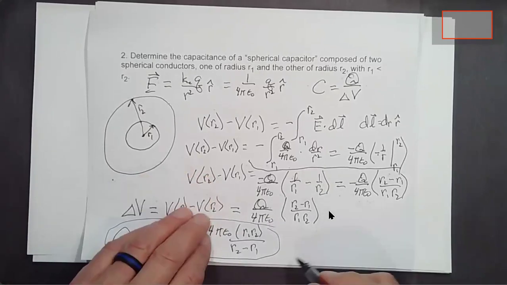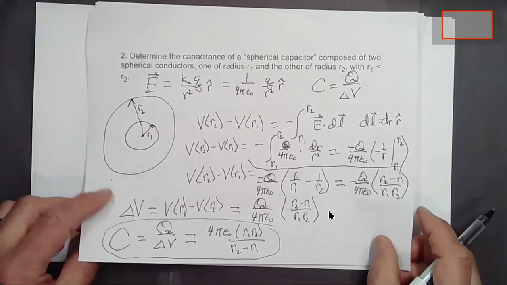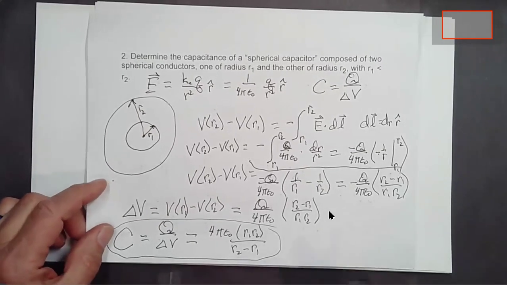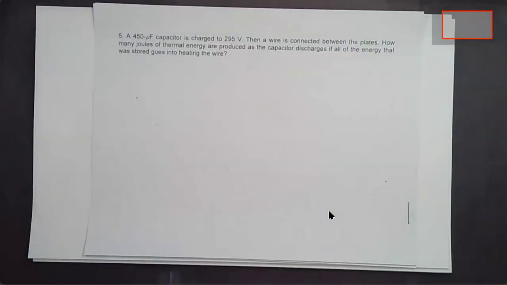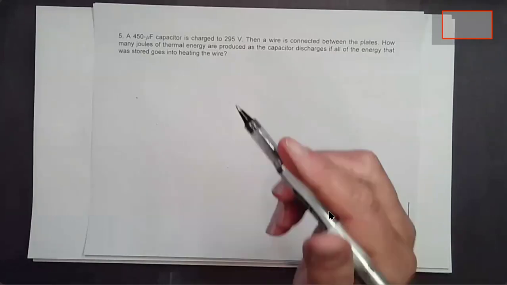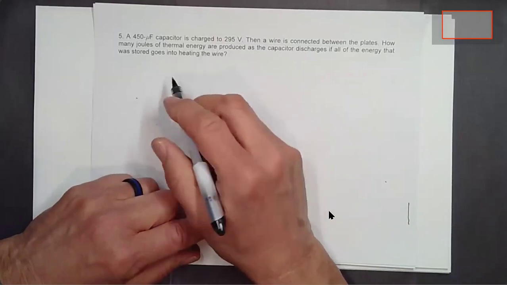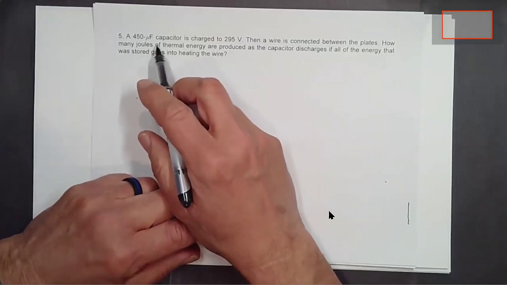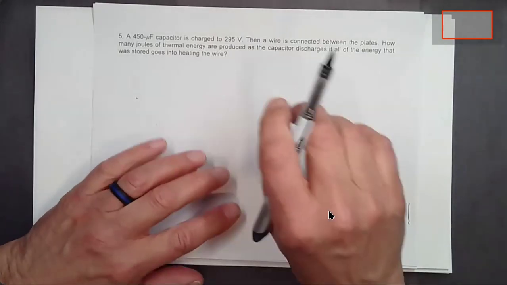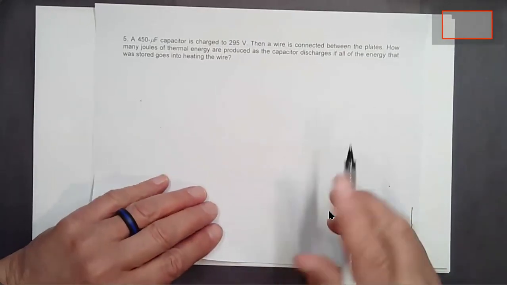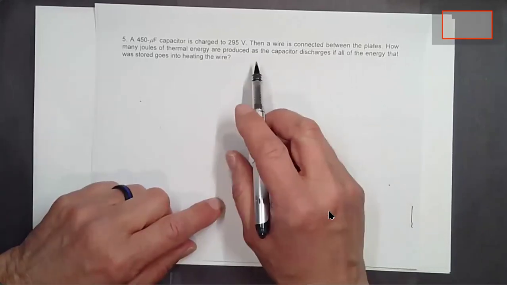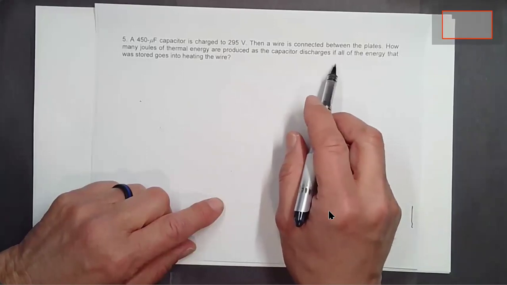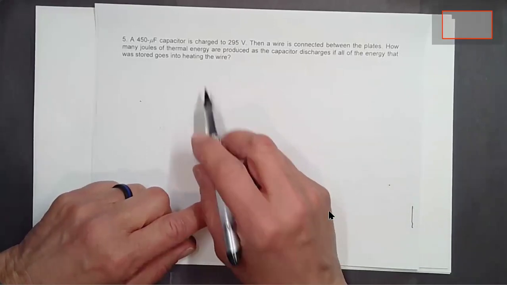Now we can start solving some other problems, because one of the problems we're going to solve involves a spherical capacitor. And let's see how those things can work out. Okay, this one is just looking at the energy in a charged capacitor. We have a 450 microfarad capacitor charged to 295 volts. Then a wire is connected between the plates. How many joules of thermal energy are produced as the capacitor discharges if all of the energy that was stored goes into heating the wire?